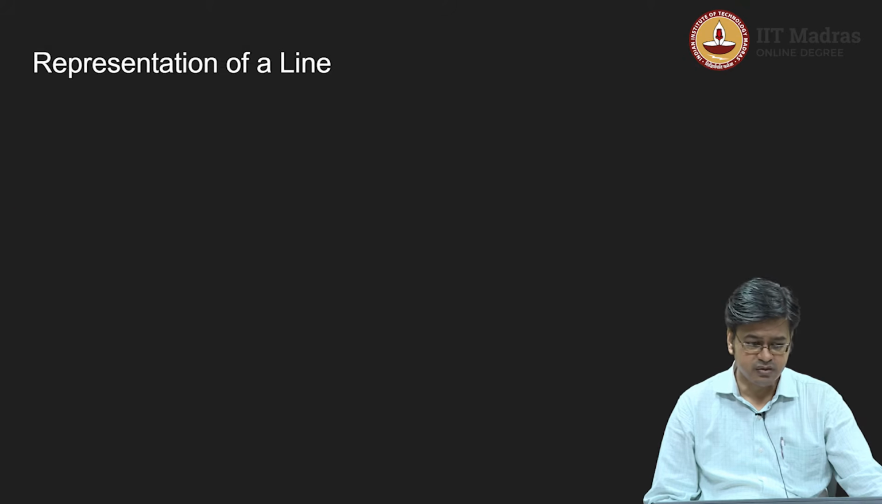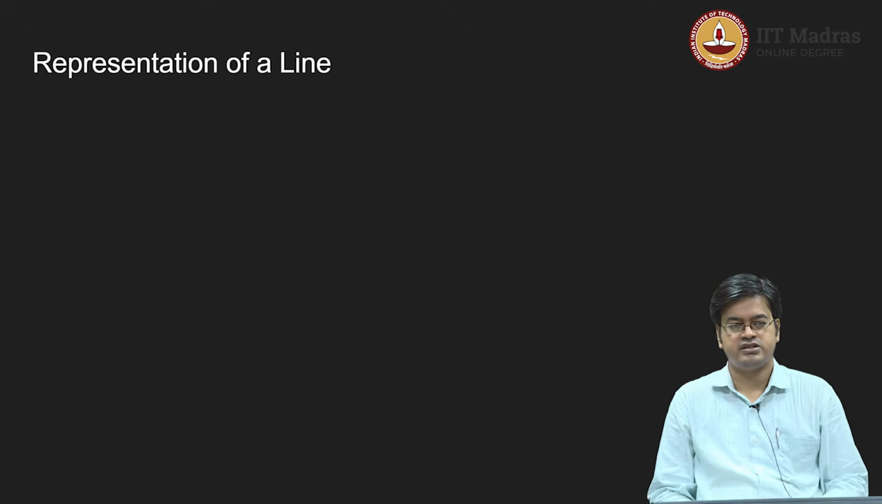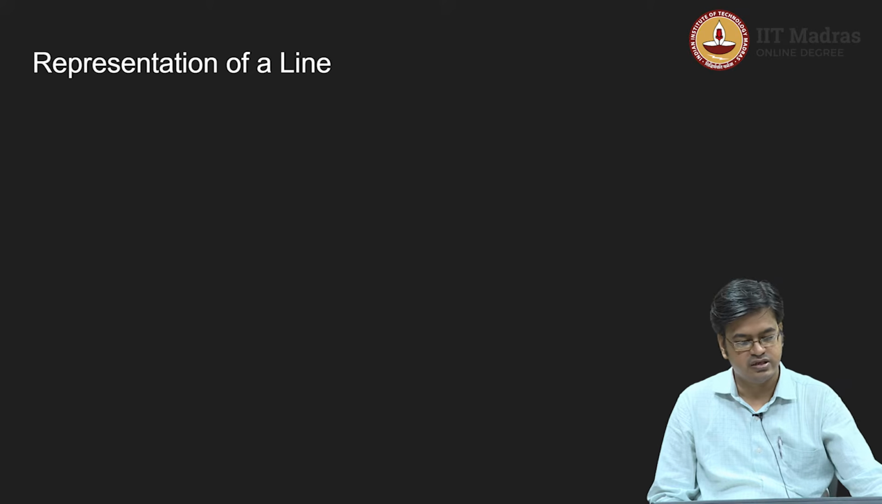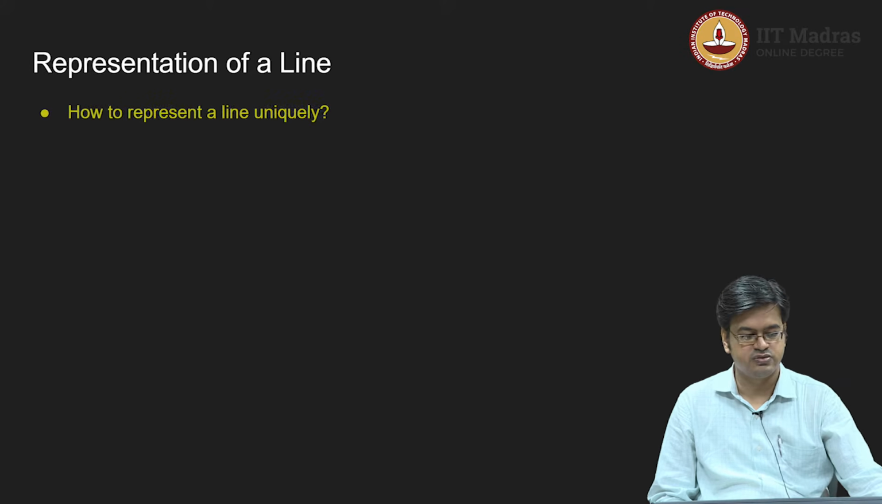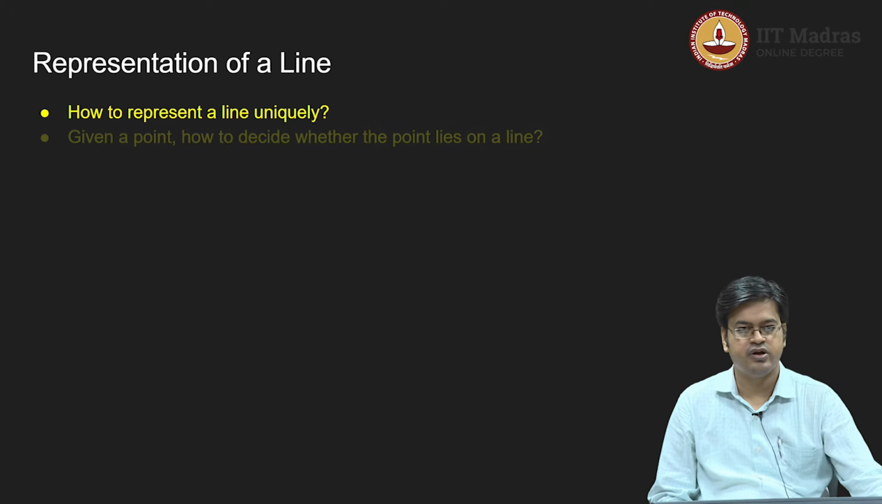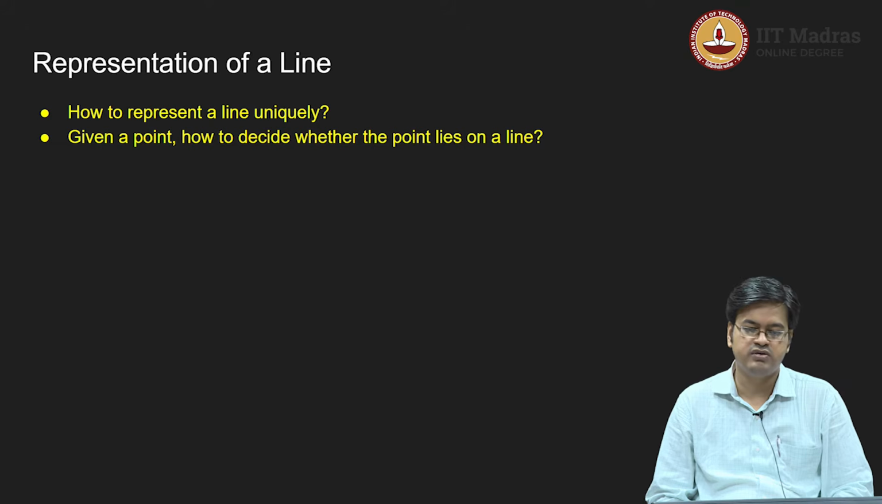Now we will come to the representation of a line. As we have already seen, slope cannot represent a line uniquely. So what is it that is required for representing a line uniquely? This raises two questions: how to represent a line uniquely, and second, given any point, how will you decide whether that point lies on the line or not?